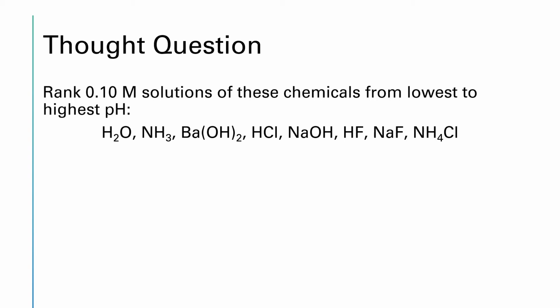This thought question came up in an earlier video, but I'd like to revisit it, and I've added 2 more substances at the very end here. These 2 added substances are both salts. Now what we were asked to do was to rank equimolar solutions of these chemicals from the lowest pH to the highest pH. So lowest pH would mean the most acidic. So lowest pH will be the most acidic, so that'll have the most hydrogen ion.